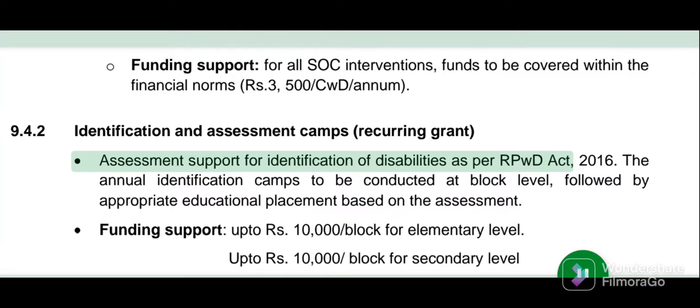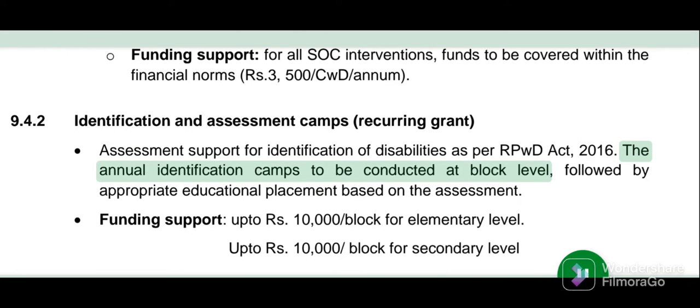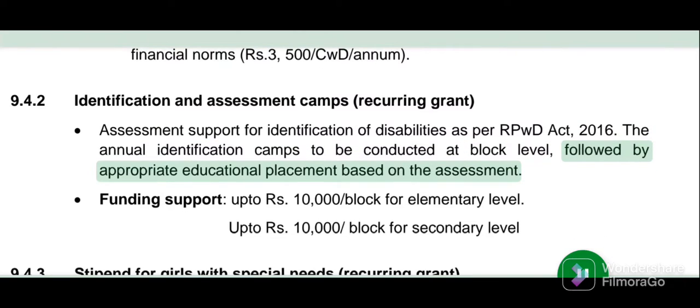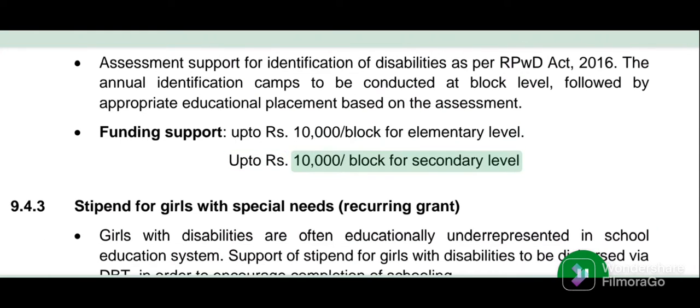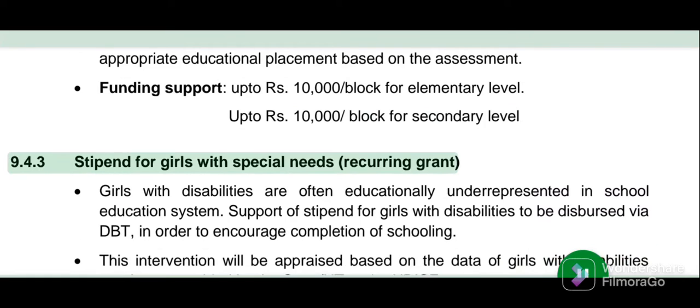9.4.2 Identification and Assessment Camps Recurring Grant. Assessment support for identification of disabilities as per RPWD Act 2016. The annual identification camps to be conducted at block level, followed by appropriate educational placement based on the assessment. Funding support: up to Rs. 10,000 per block for elementary level, up to Rs. 10,000 per block for secondary level.